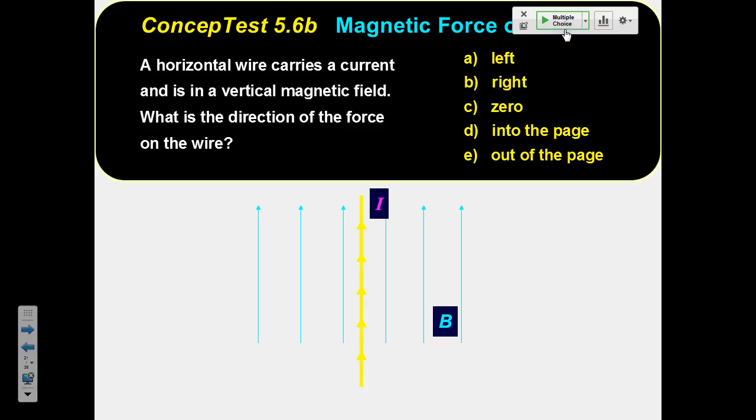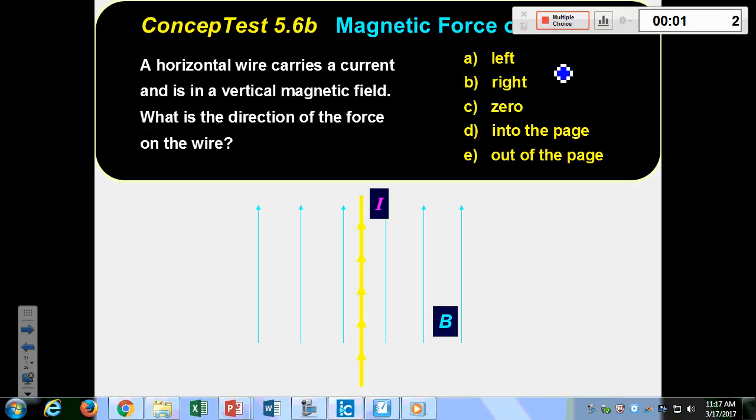Try this one. Feel free to ask your neighbor what they put, okay?